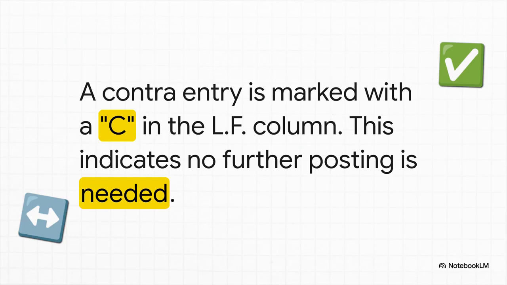See, a contra entry shows up on both sides of the cash book. You'd credit the cash column and debit the bank column. To show that the transaction is complete right there, we just mark it with a C in the folio column. That little C is a signal that says, hey, the double entry is done. Nothing more to see here.